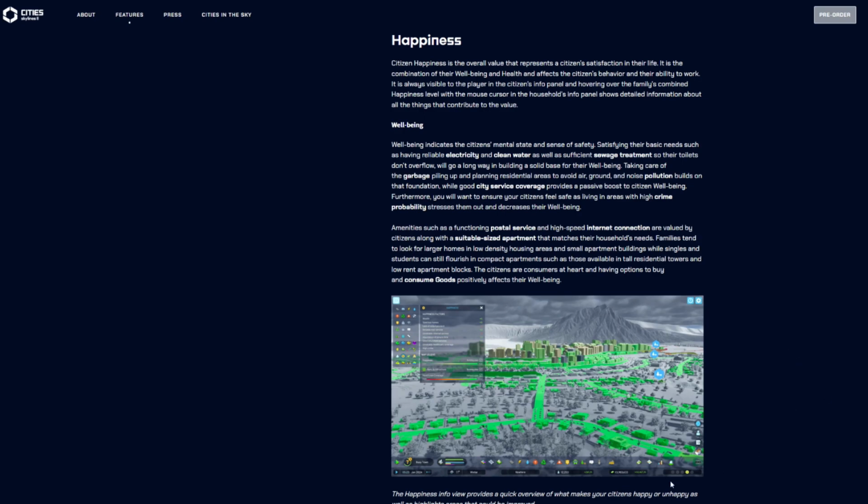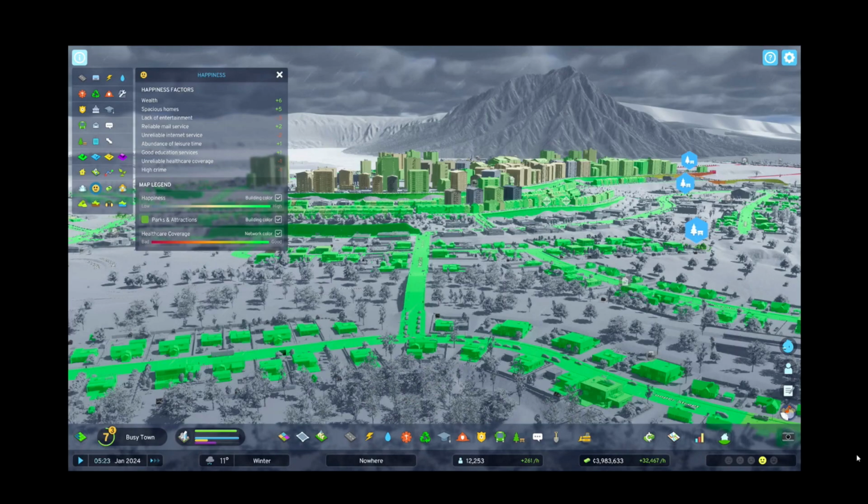And our next image here says the Happiness Info View provides a quick overview of what makes your citizens happy or unhappy, as well as highlights areas that can be improved. So this is our Happiness Info View here. And again, we looked at this the other day. We see there's a bunch of different factors in determining a citizen's happiness. Again, my question here is, do each of these factors impact every citizen the same?